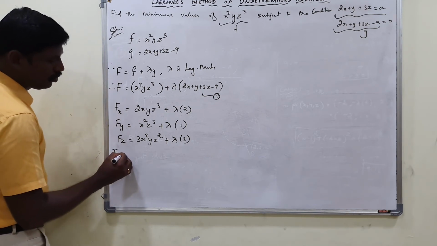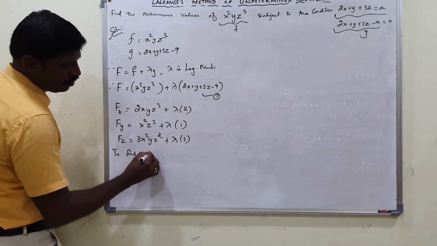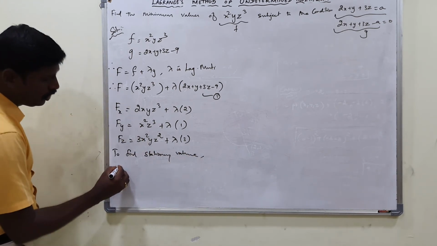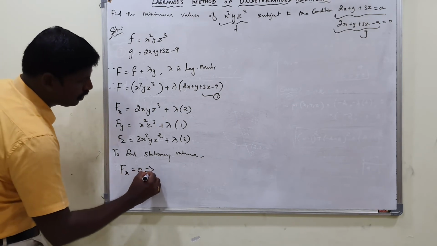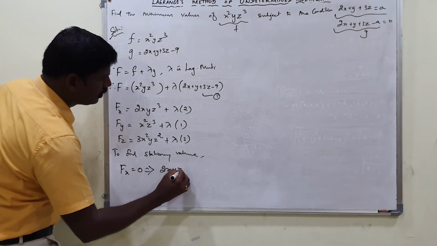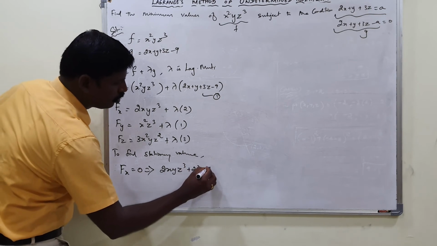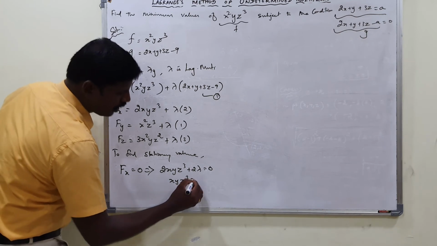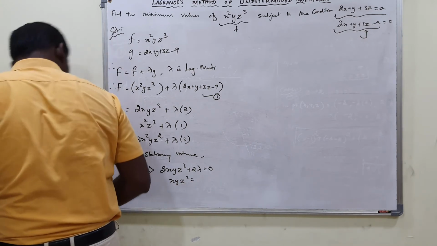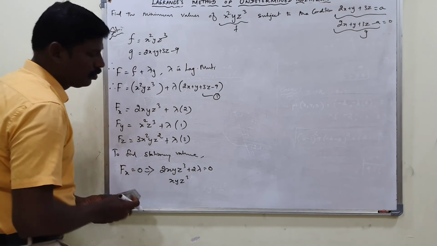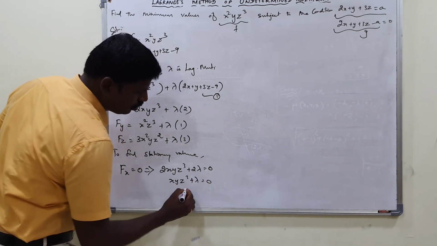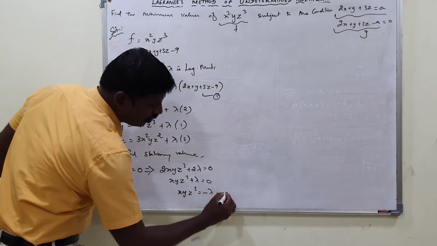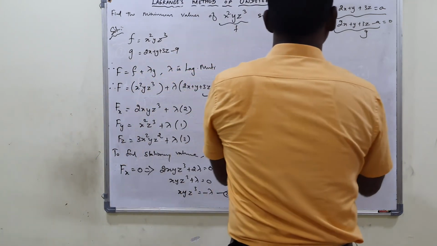For stationary values, you have to equate all these three equal to 0. Fx equal to 0 implies 2x y z cube plus 2 lambda equal to 0. Dividing by 2, x y z cube plus lambda equal to 0. Taking this lambda to the right hand side, x y z cube equal to minus lambda. Call this equation number 2.